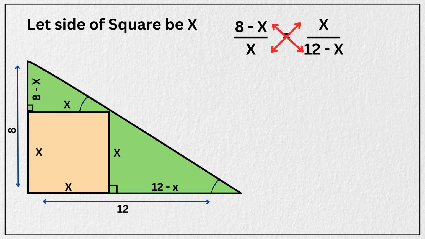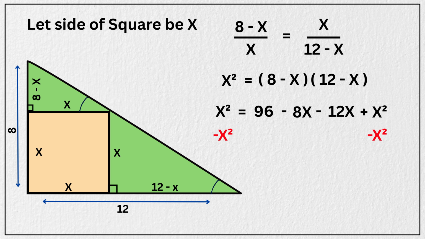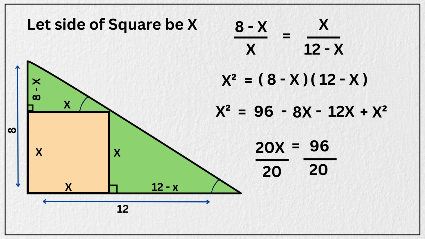Now applying cross multiplication, this gives us x squared is equal to (8 minus x) times (12 minus x). First we will expand the right-hand side. Thus we get x squared is equal to 96 minus 8x minus 12x plus x squared. Now subtracting x squared from both sides, we are left with 20x is equal to 96. Dividing both sides by 20 gives x is equal to 96 over 20, which simplifies to 4.8.